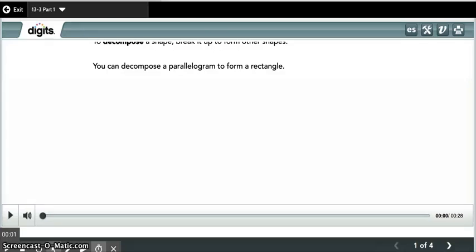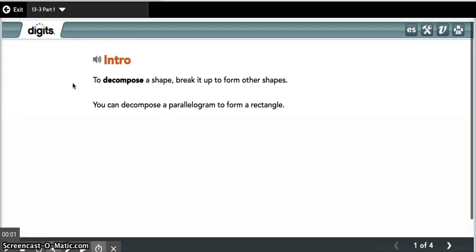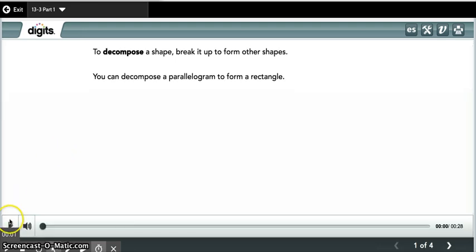Hi students and welcome to topic 13, lesson 3. Today we're going to be talking about finding the area of a parallelogram, and we're going to do things a little out of order today. We're going to start with part 1, then we're going to go back to the launch, then we'll go to part 2 and move on from there. So let's begin by watching this video.